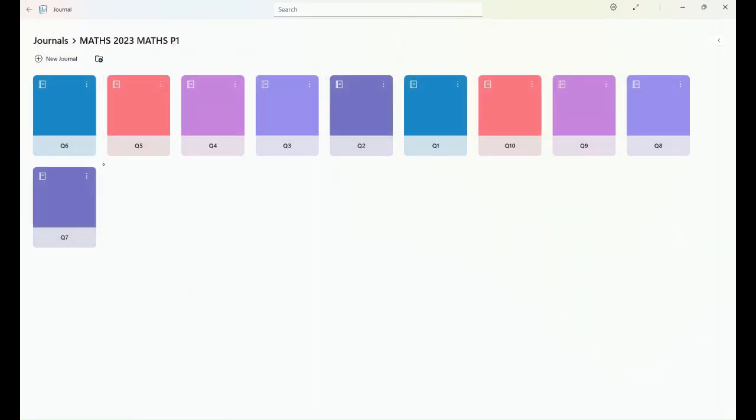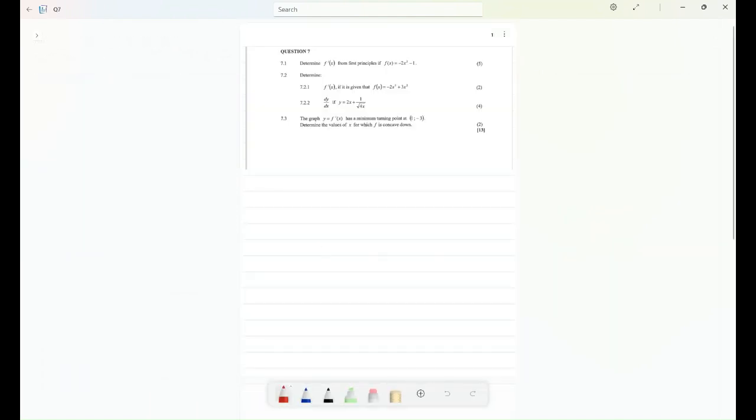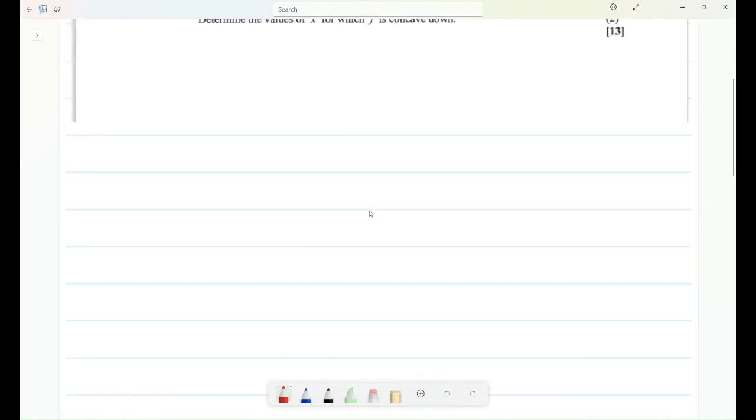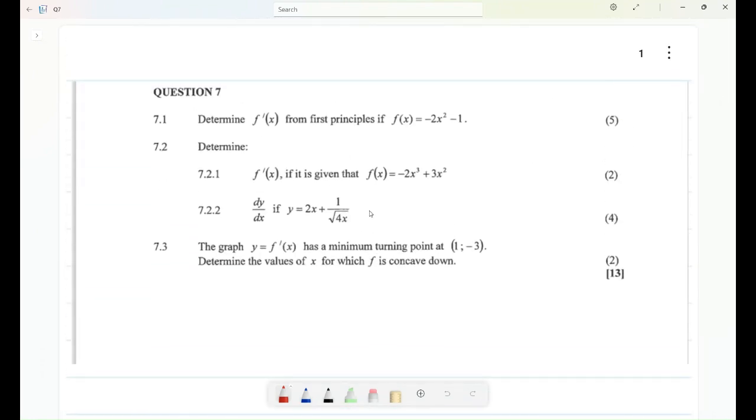Actually, today's video was supposed to be this part, the counting principle. So let's move on to question 7, the actual topic of the video. Now question 7, in this case, is about derivative rules as well as first principle. So now 7.1 says determine f prime x from the first principle. So now that you know the rules, my expected answer is supposed to be negative 4x only.